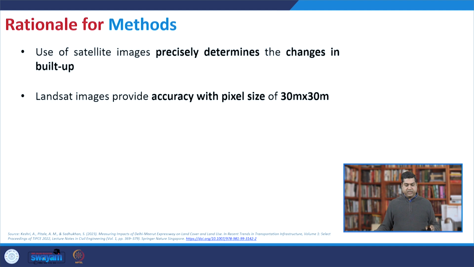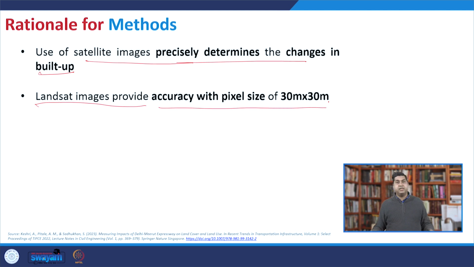Now, the rationale for this method: use of satellite images precisely determines the change in the built up. Whenever we have surveyed, we can only sense that there is something coming up, probably very new construction. But to know what happened earlier, we need temporal data, which can be very easily captured through satellite images. That's why we have used Landsat images from 2013 to 2022. Landsat images provide accuracy with a pixel size of 30 meter by 30 meter.